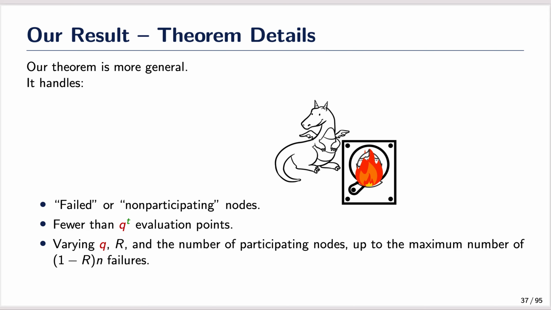And you can vary in our full theorem, you can vary this base field size q. You can vary the rate, you can vary the fraction of the nodes that participate. Of course, there's a maximum limit of 1 minus r times n failures before you'd actually start losing data. And perhaps the limitation is that you do need to work over an extension field, like F_q^t.